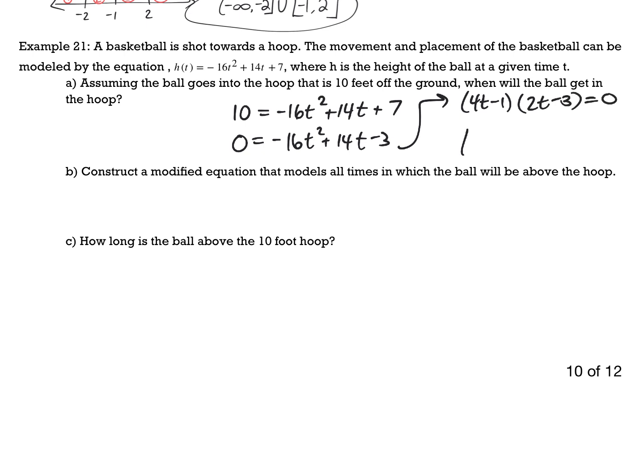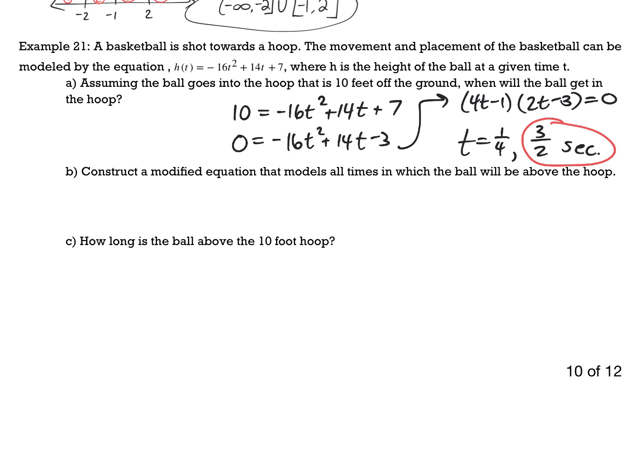So what that means is that at time 1/4 of a second and 3/2 of a second, the ball is 10 feet off the ground. We would say that the second answer represents, in the context of the problem, when the ball actually hits the hoop. Right, that 1/4 second would be right after the basketball player shot the ball, and the ball goes above 10 feet and then comes back down. Well, that's probably better modeled using an inequality. So that's what we'll do in part B.